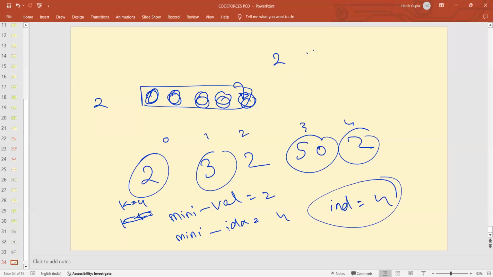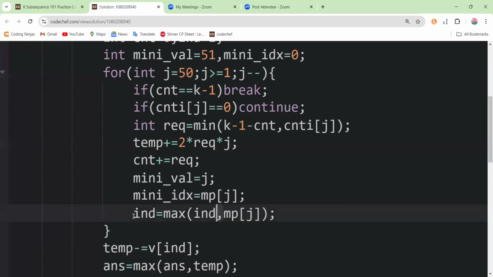But let's suppose this was the case, 2, 3, 2, 51. In this case, the value of ind would be 3. The last element of the 3 elements that we are choosing is 3. Index of the last element is 3. So this index is equal to max of index comma mp of j, because for every element j in mp of j, we are storing the rightmost index at which it is present. Even if we are taking j a single time, we will choose it from its rightmost part because we are choosing j in the decreasing order. So is it clear till now?